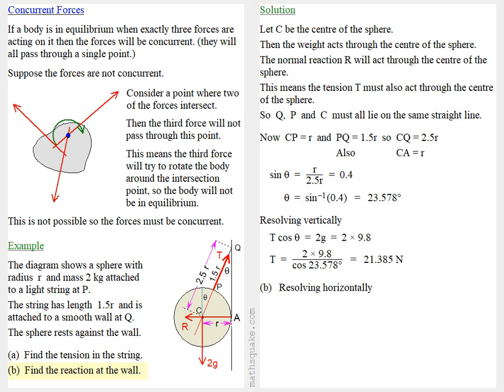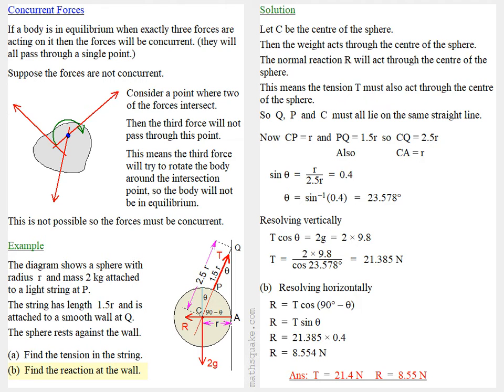Now if we resolve horizontally, the angle between T and the horizontal is 90 minus theta. So we get R is equal to T cosine of 90 minus theta. Resolving is always the force times the cosine of the angle between the force and the direction we want. So R is equal to T sine theta. So R is 21.385 times 0.4, which works out to be 8.554 newtons.